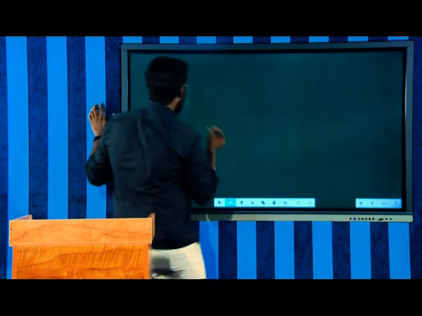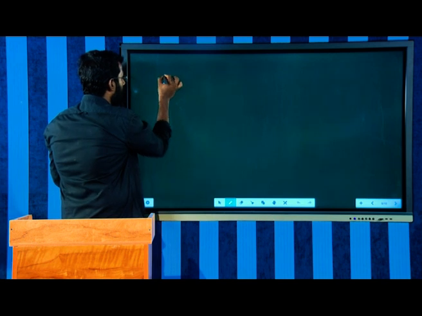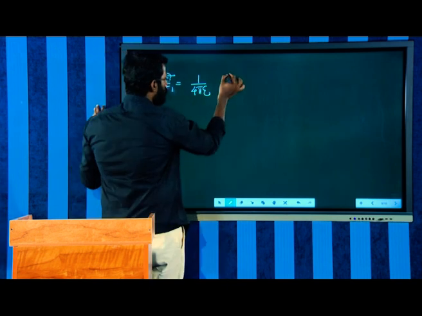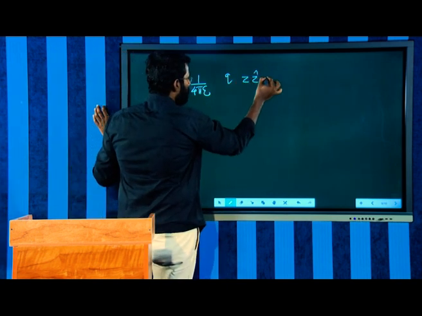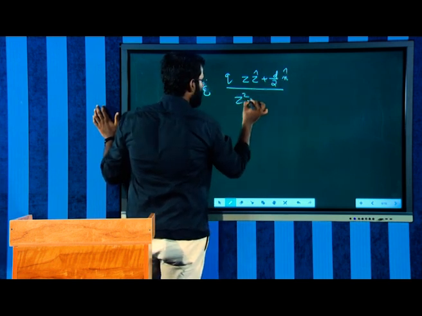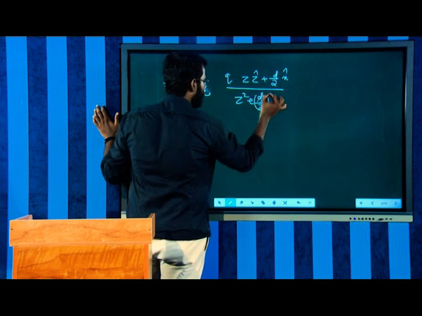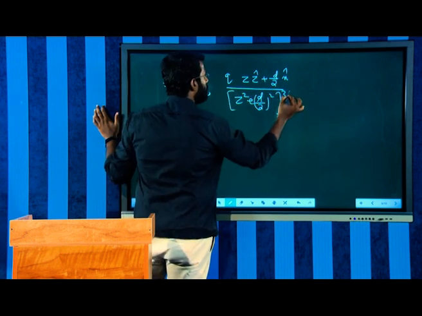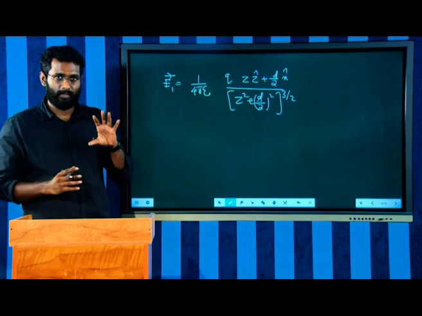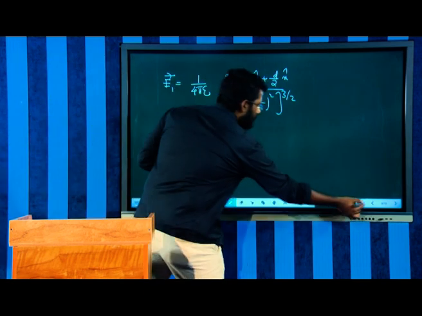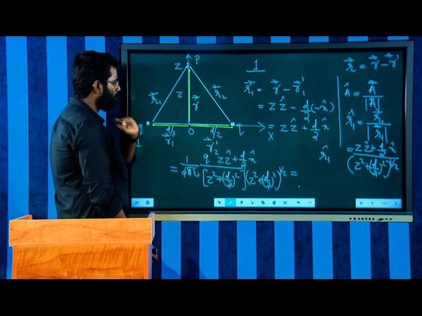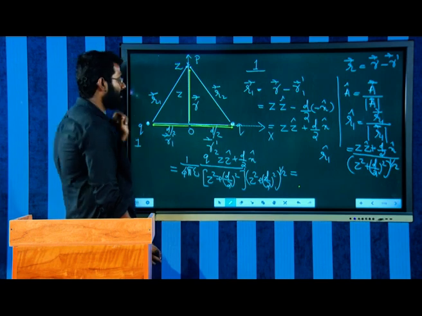So in the next step, E1 is equal to 1 by 4 pi epsilon 0 into q into (z cap plus d by 2 x cap) divided by (z square plus (d by 2) the whole square) the whole raised to 3 by 2. So this is E1. Now we got the expression for E1. What was E1? E1 was the field due to the first charge. Now we have to calculate the field due to the second charge Q.